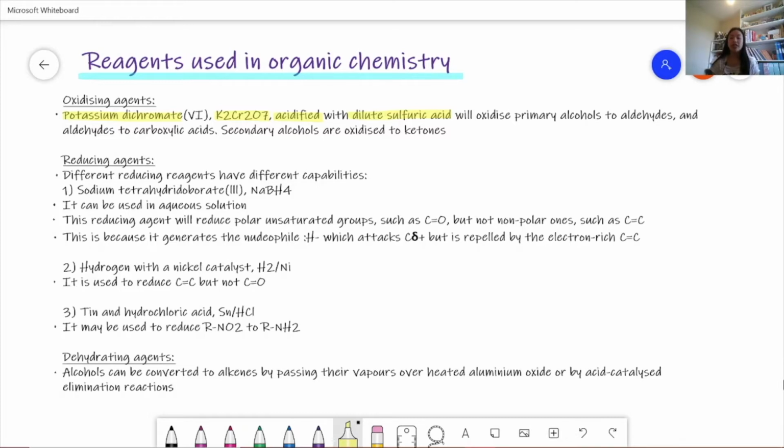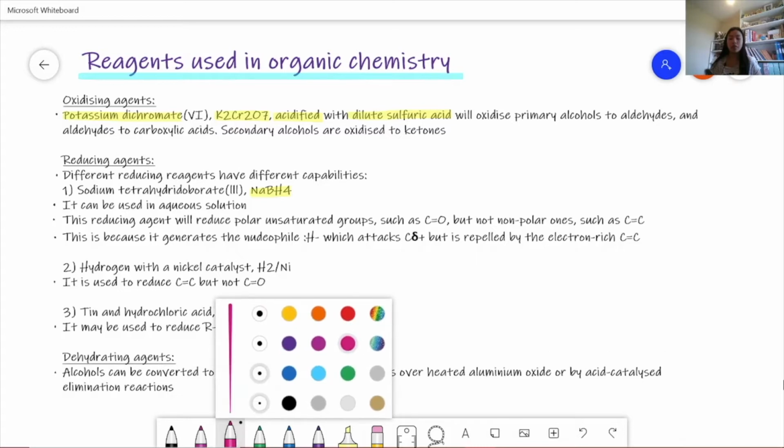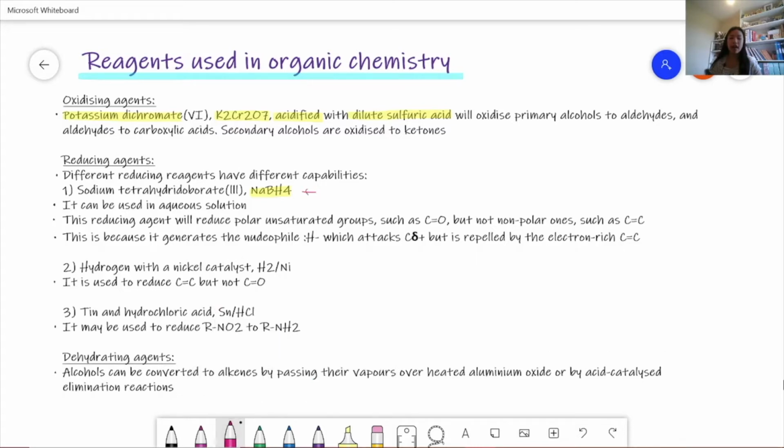And then for reducing agents, we need to know that different reducing reagents have different capabilities. And that's why we've looked at 3 different reducing agents. So the first is sodium tetrahydridoborate, or we can also call it sodium borotetrahydride. And actually an alternative to this NaBH4 is LiAlH4. So either of these can be used. And it can be used in aqueous solution.